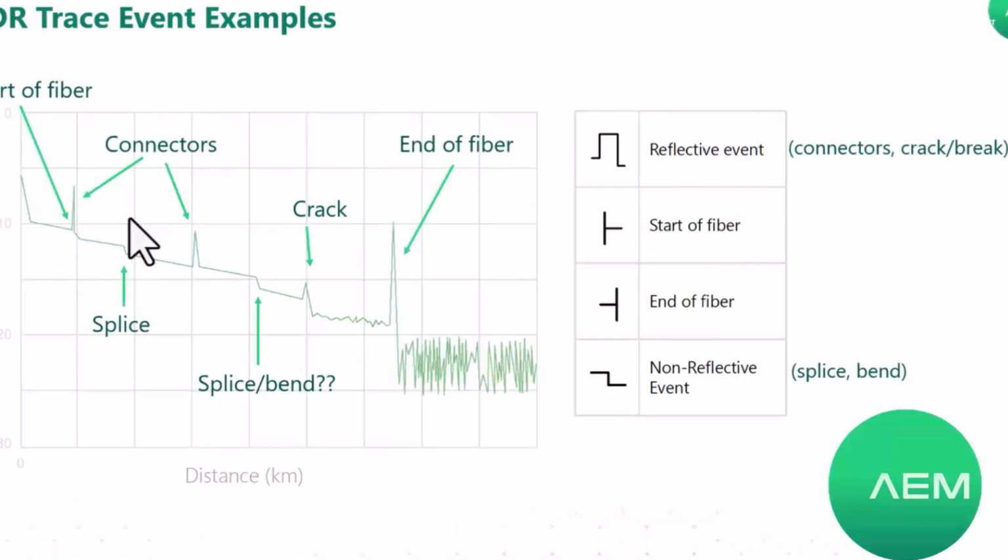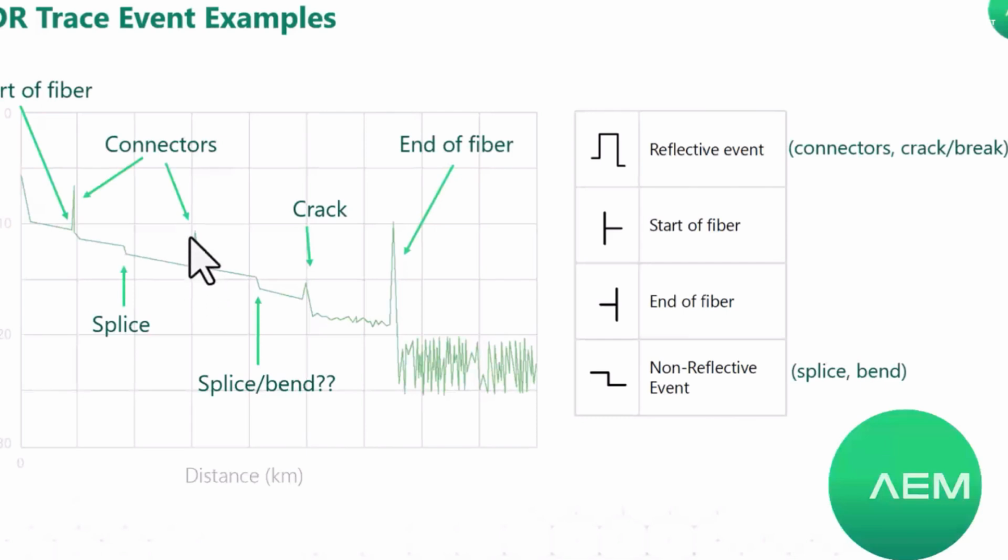So on the fiber, you'll see the beginning of the fiber, you'll see a connector, which will look like a spike. It spikes up and then it comes down. That's typical connector reflection. A splice doesn't have that reflection. It just drops down to show the loss of that splice. So as you go from left to right, you notice that there is a slight slope. That is the loss of the fiber, the attenuation of the fiber. When we see that splice, we see a more dramatic drop, and then it continues on that slope.